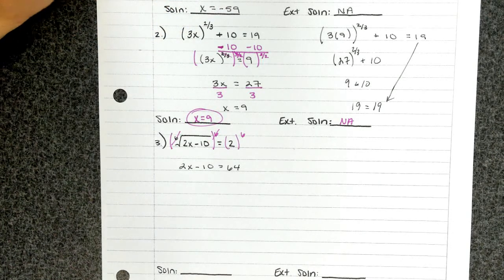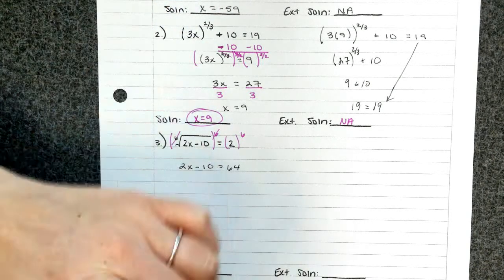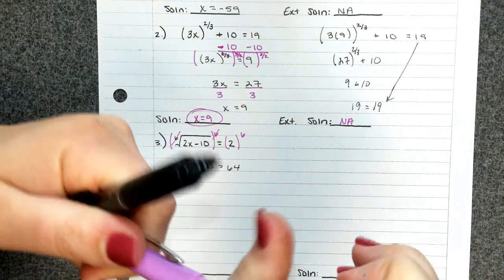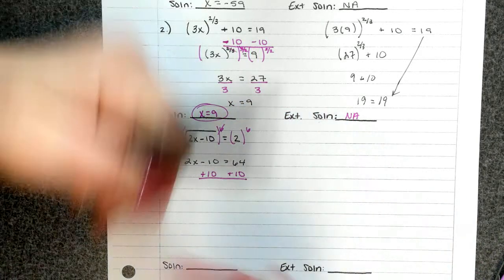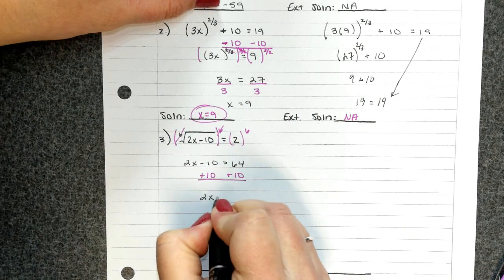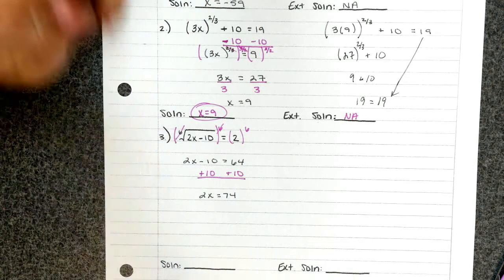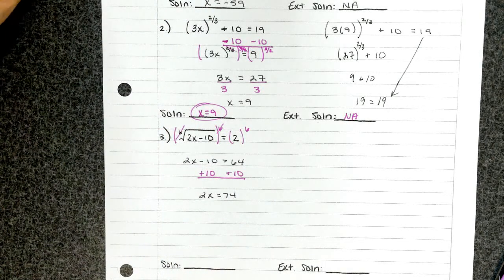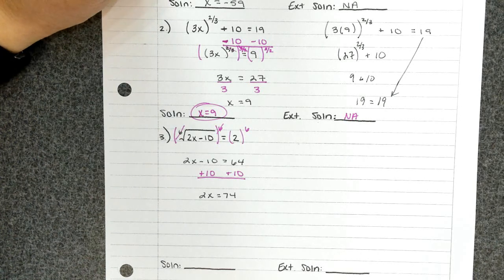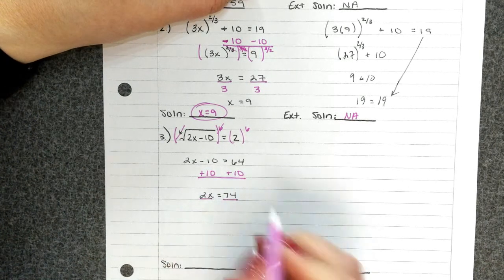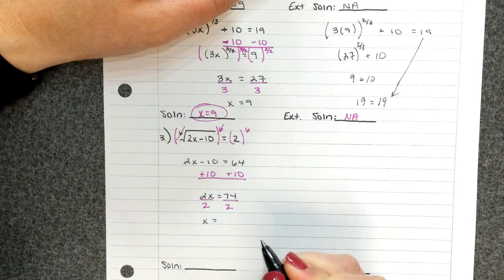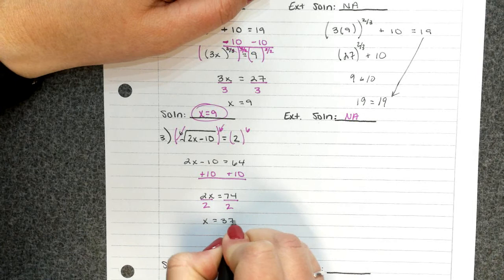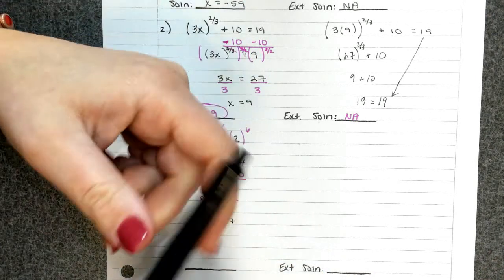Number 22, what comes next? Add 10 to both sides. What do you get when you add 10 to both sides? Good. And number 12, what comes next? Divide both sides by 2, and we get x equals what? 37. Fine. Number 5, what comes next?